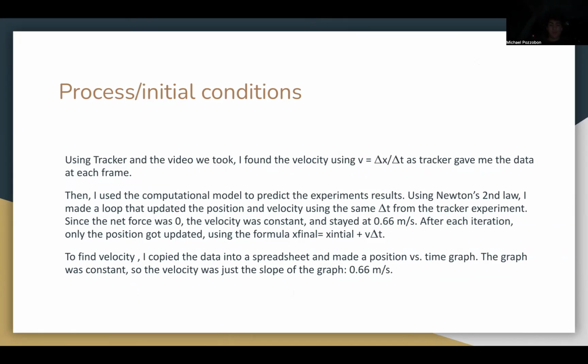Then we used a computational model to predict the experiment results, and we made a loop that updated the position and velocity at specific time intervals, so 0.1. And since the net force was zero, the velocity remained constant, and we got a final result of 0.66 meters per second after each iteration. And then we also made graphs of our computational model and the data we got from the Tracker in our real-world experiment.